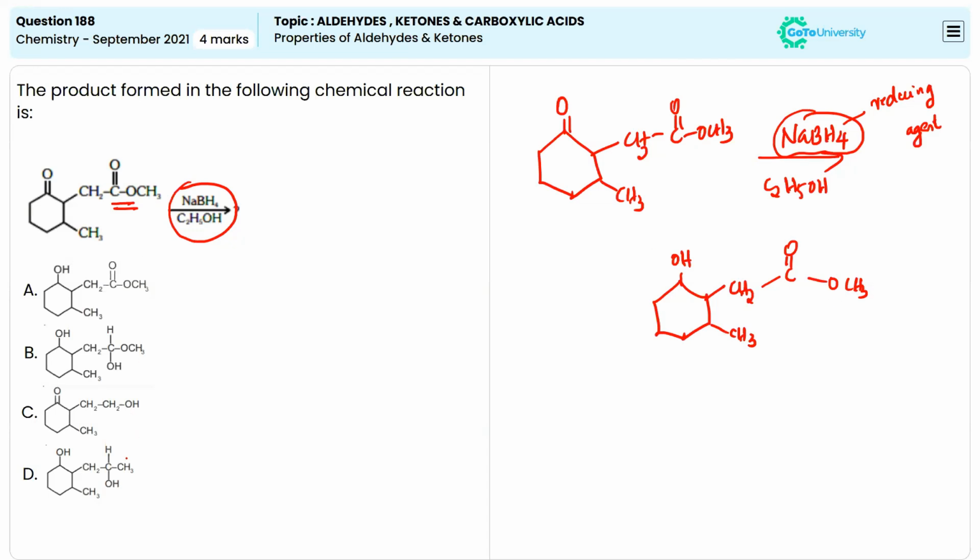From the options we can see the same product is in option A, because options C and D we can ignore. In C, the keto group is there, so it is not possible. And in the fourth one, the hydroxyl group is present on the chain, which is also impossible. In case of B, we cannot see any change in the reaction, so this is also incorrect. So the correct answer is option A, that is the hydroxyl group. The keto group will be reduced to the hydroxyl group in the presence of the strong reducing agent sodium borohydride.